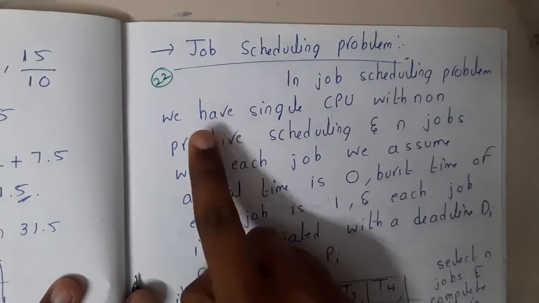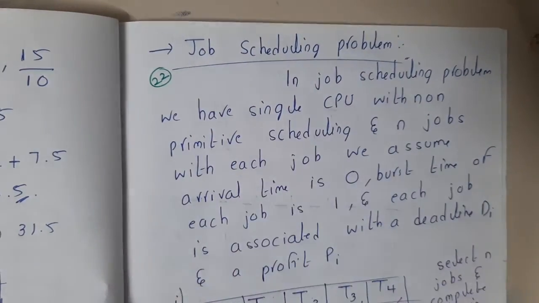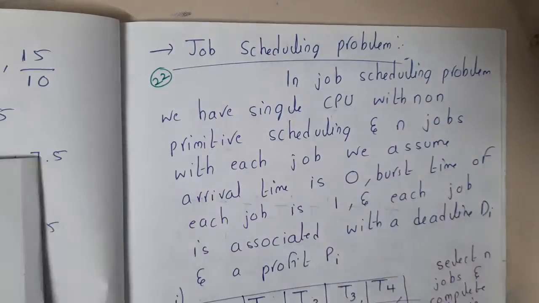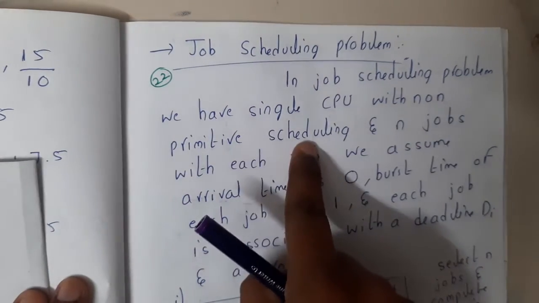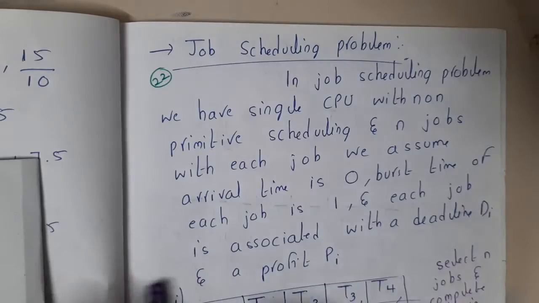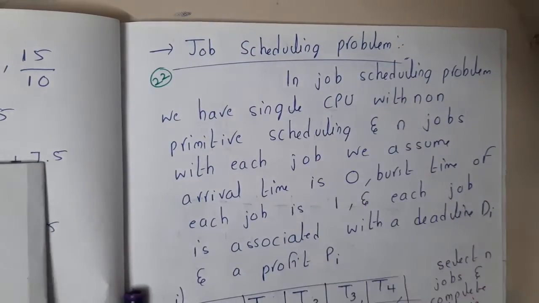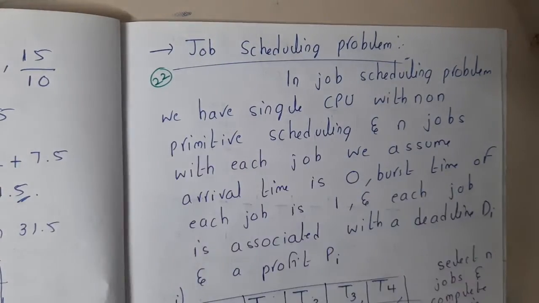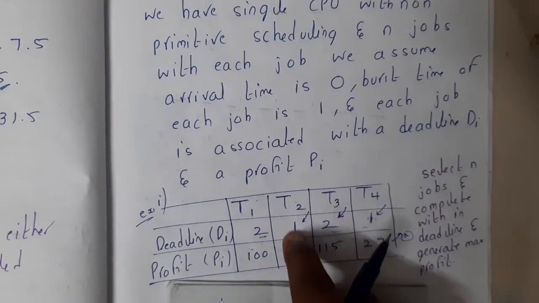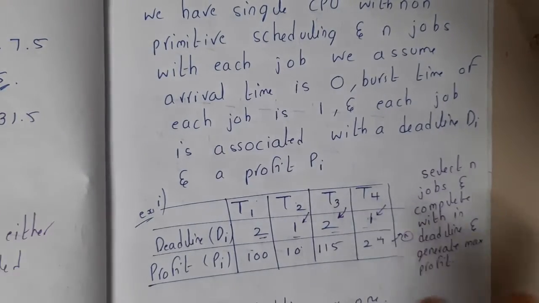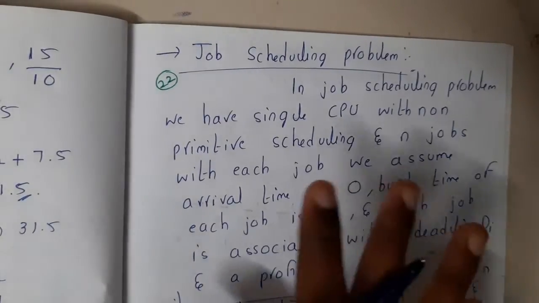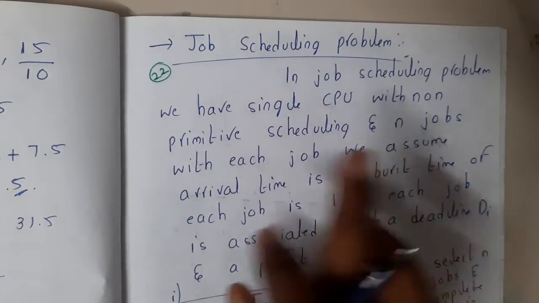In job scheduling problems, we have a single CPU, so that is non-preemptive scheduling. Non-preemptive means you are not going to break jobs, guys. I will not do half a job of T1, half a job of T3, half a job of T4. Those things are not allowed. If you start, you should complete. And we will have n jobs.